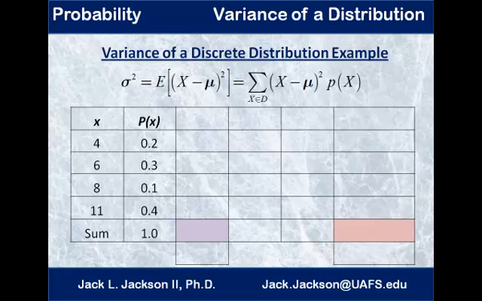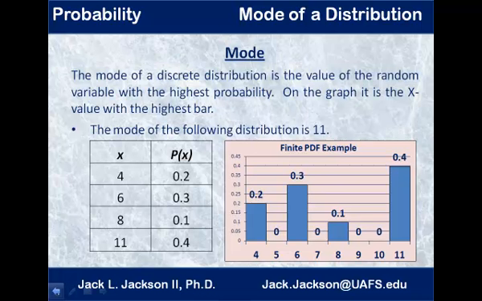So here we have a finite distribution. The x values are 4, 6, 8, and 11, and the probabilities are 0.2, 0.3, 0.1, and 0.4. I believe this is the same distribution we were looking at earlier. Let's take a look here. Yeah, same distribution. Here's the table. Here's the graph for it.